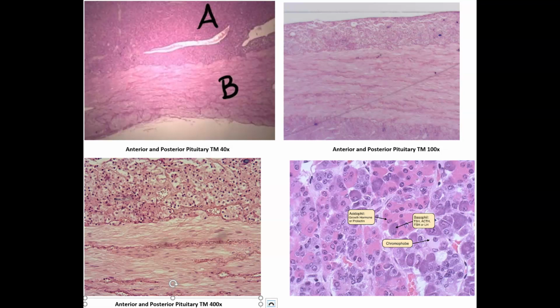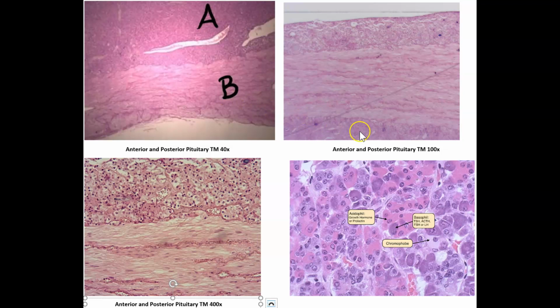So let's look at some histology of the anterior and posterior pituitary gland. We have a total magnification of 40 up here in the upper left-hand corner, and I've marked the anterior pituitary or adenohypophysis as A, and then the neurohypophysis or posterior pituitary as B. Neurohypophysis because it's made from nervous tissue. If you look carefully, you can see some axons through here.